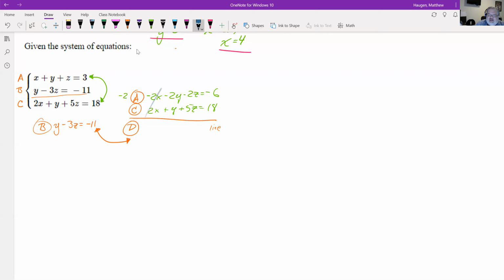But this one wasn't bad with a -2. We do end up with a -y plus 3z equals 12, which isn't too bad. Oh, heck, those y's are even already set up. That's nice. So then if we just take b and d, the y minus 3z equals -11, and the -y plus 3z equals 12, the y's already naturally cancel.